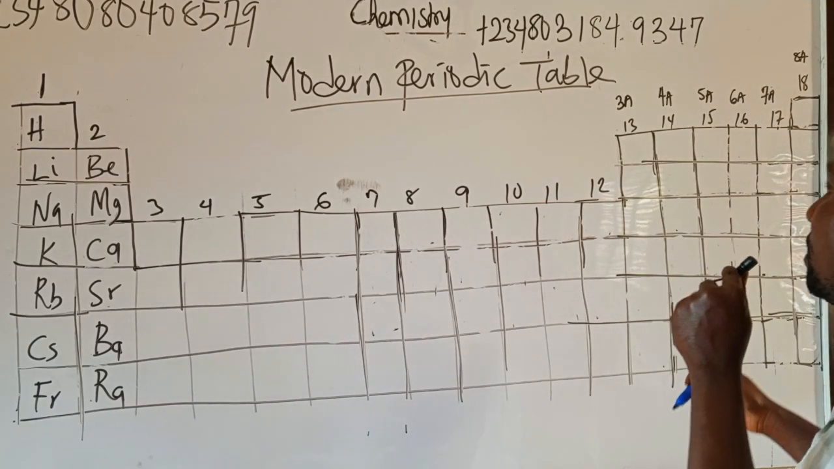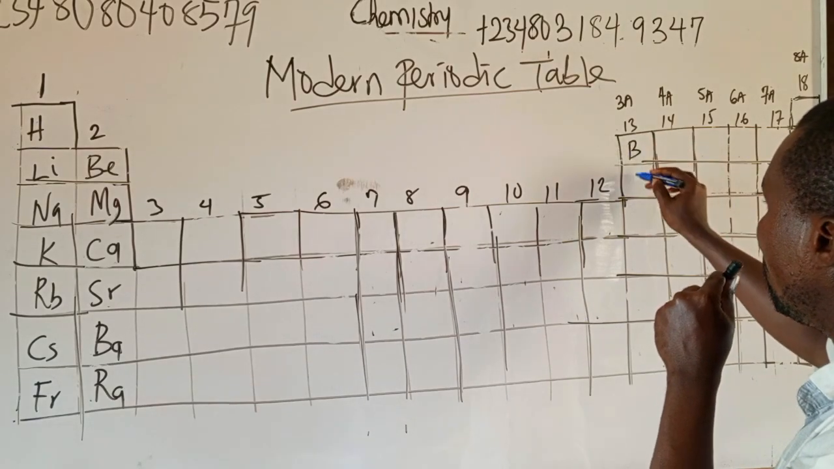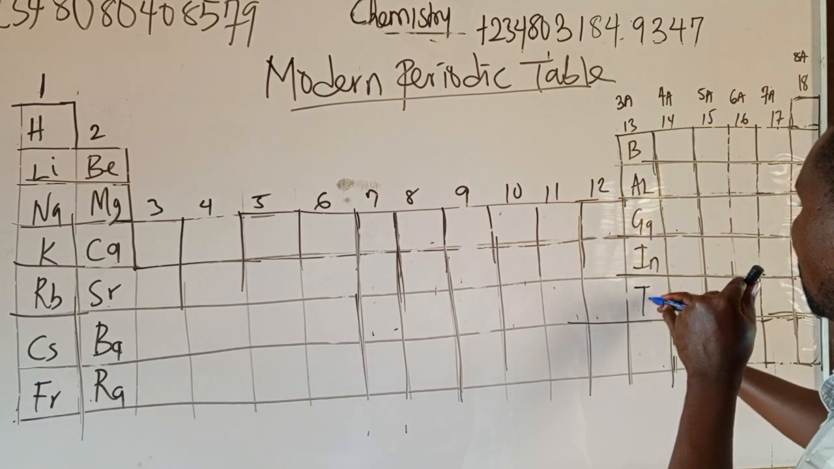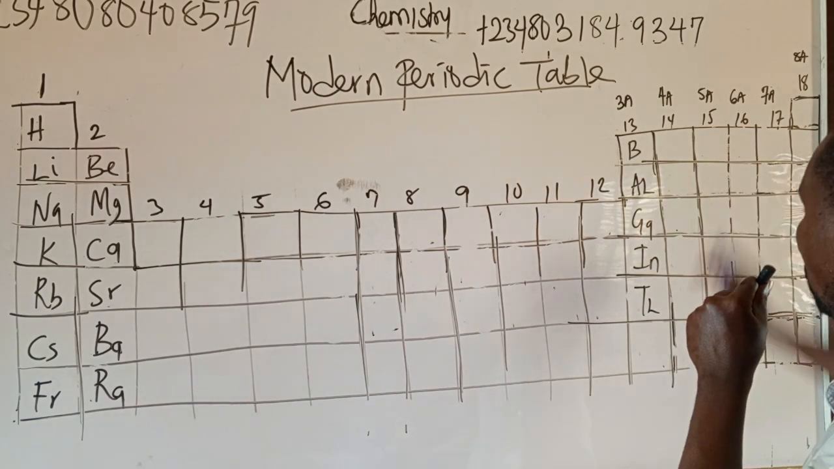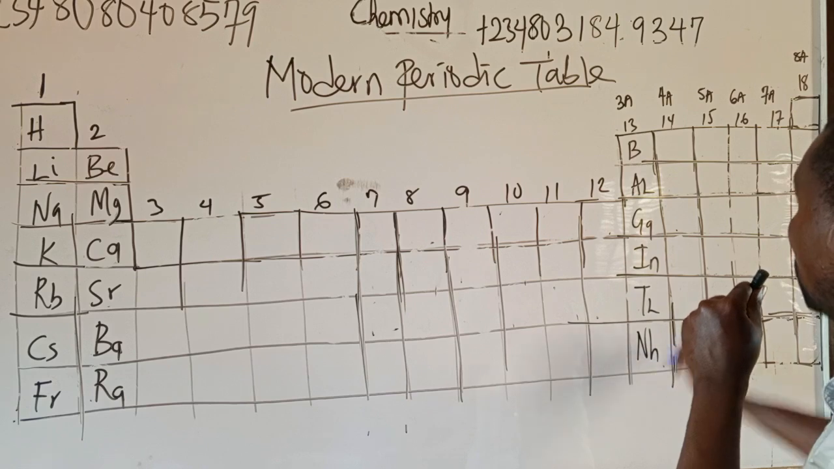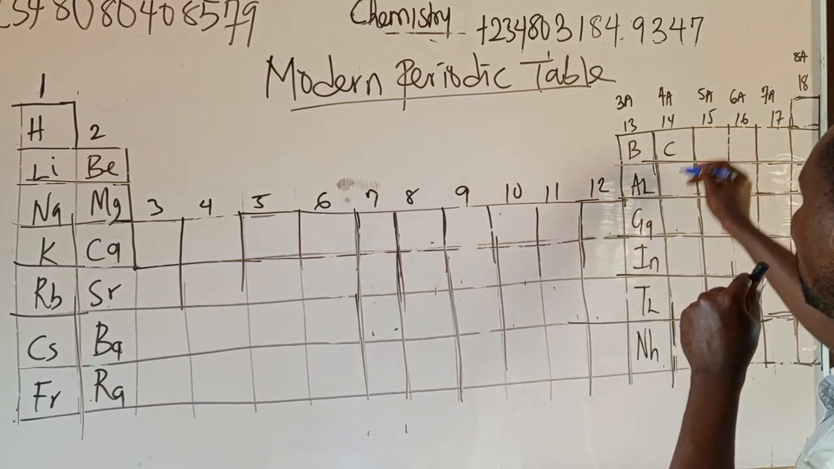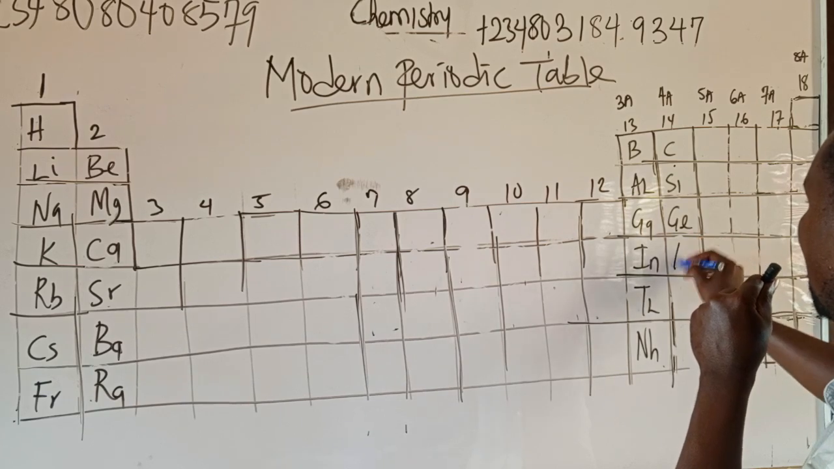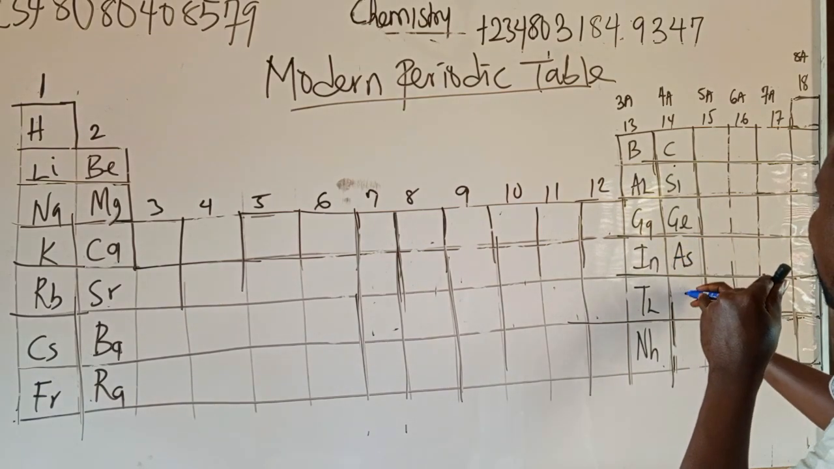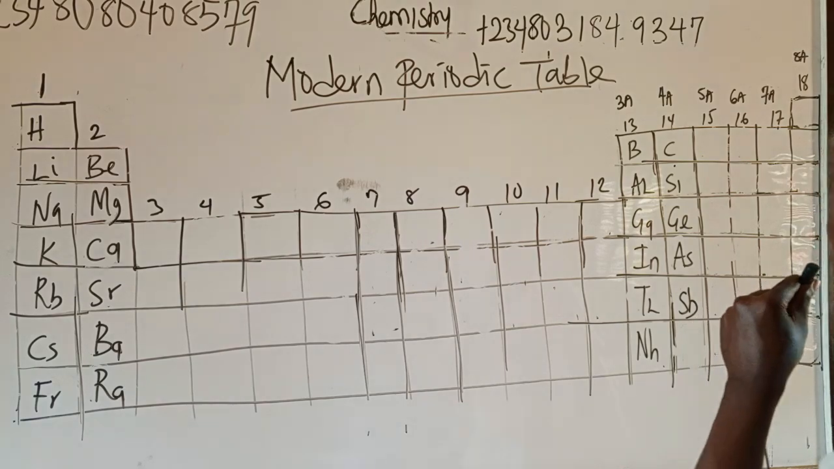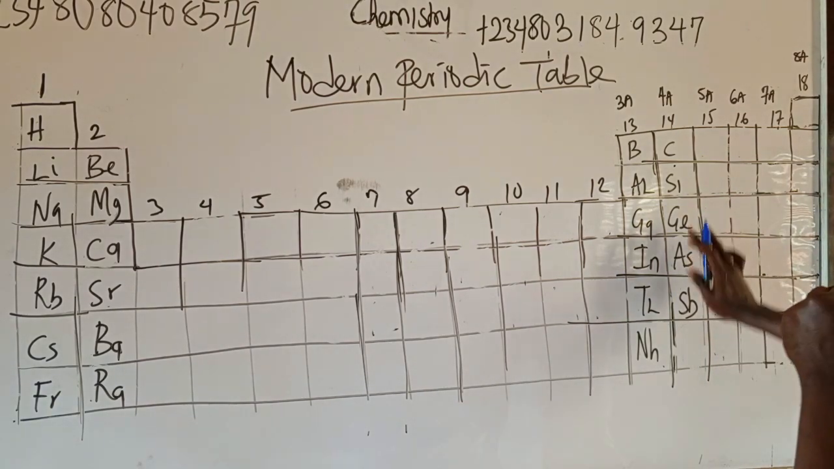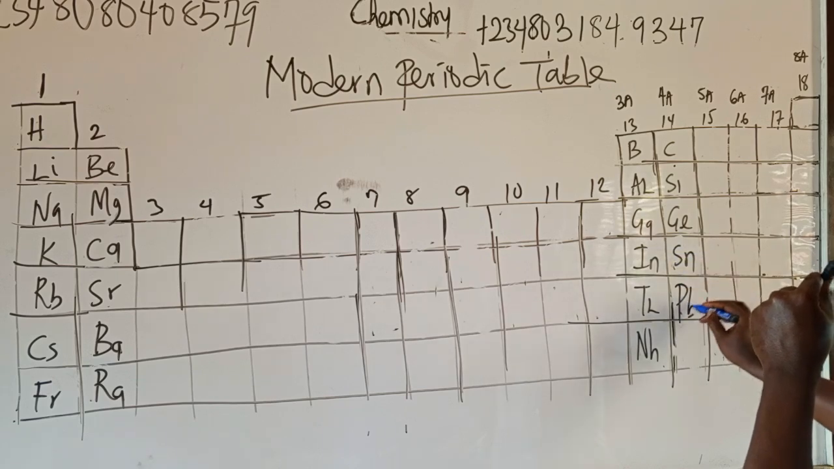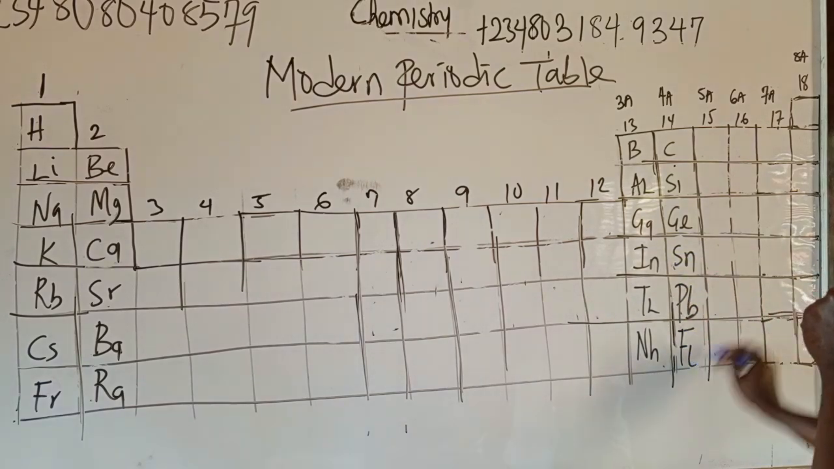Under group 3A or group 13 we have boron, aluminium, gallium, indium, and thallium. We have group 14: carbon, silicon, germanium, tin, lead, and then flerovium.